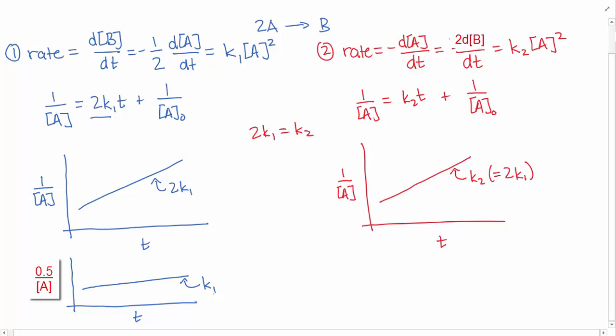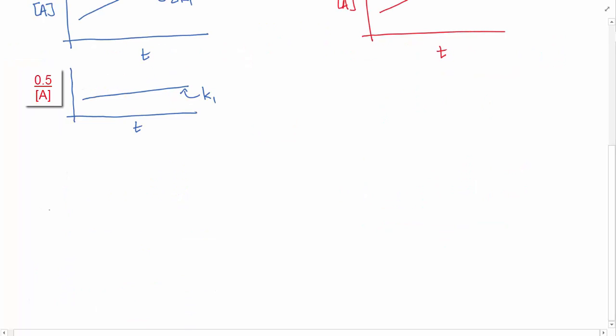Now let's look at how we'd calculate rate constants and how we'd calculate half-life in both of these cases. In the first convention, we have that our disappearance of A over time is equal to 2 times K1 times the concentration of A squared. So if we were given the rate of disappearance and if we were given the concentration of A, we would need to factor in this 2 when calculating our rate constant K1.